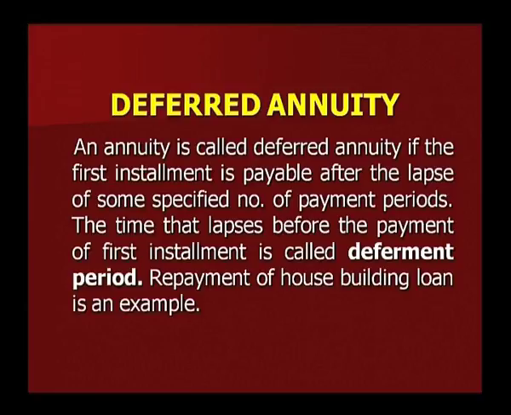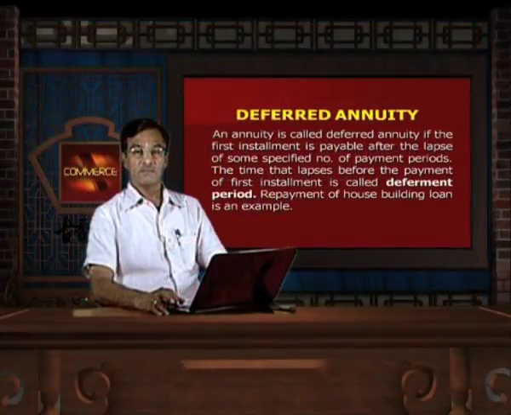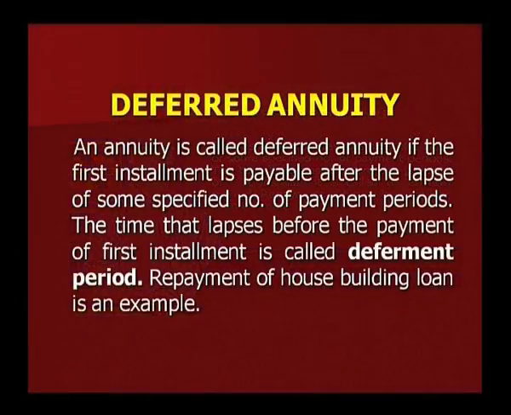An annuity is called a deferred annuity if the first installment is payable after the lapse of some specified number of payment periods. The time that lapses before the payment of the first installment is called the deferment period. Payment of a house building loan is an example. Here when we borrow the house loan, we pay some installments and then we stop the payment, then again we start the payment of installments, that is called deferred annuity.